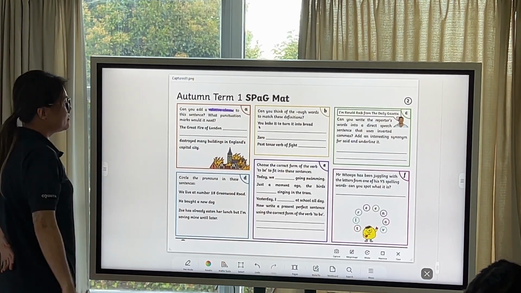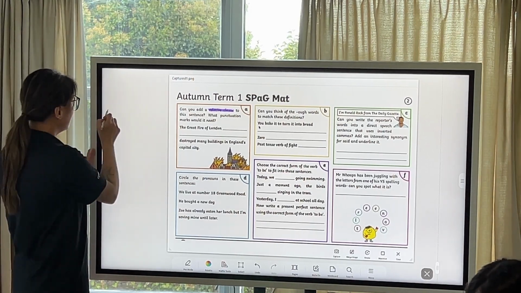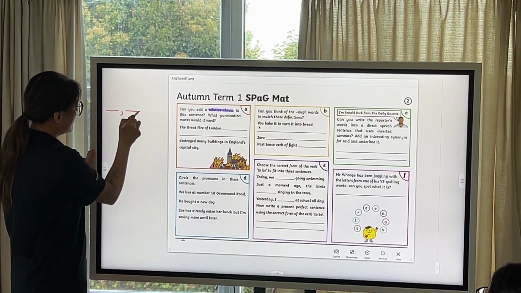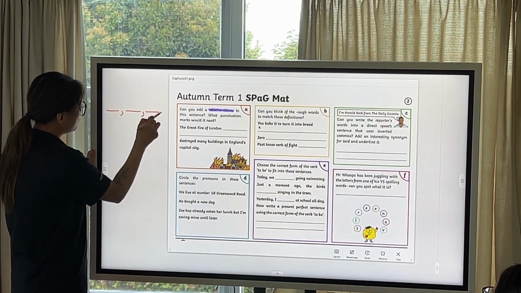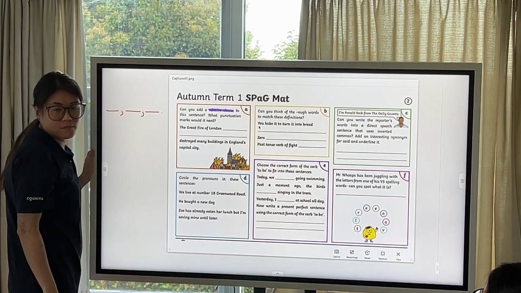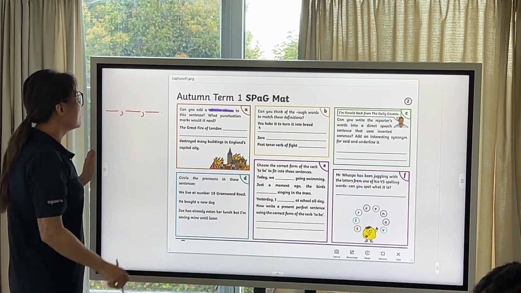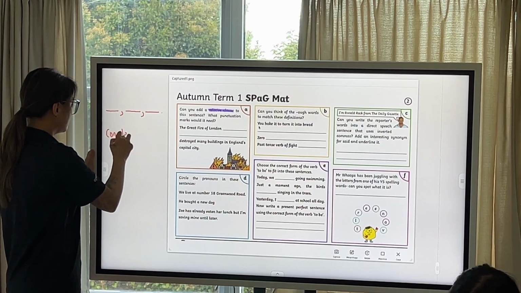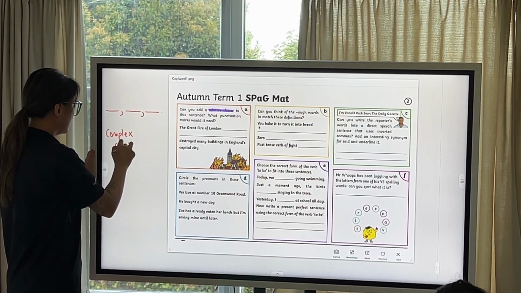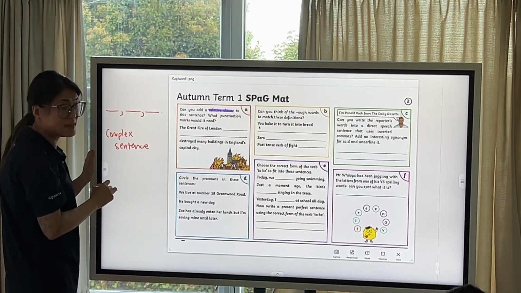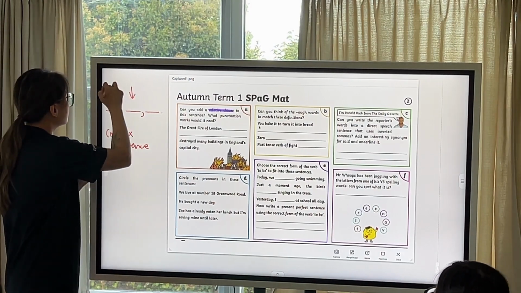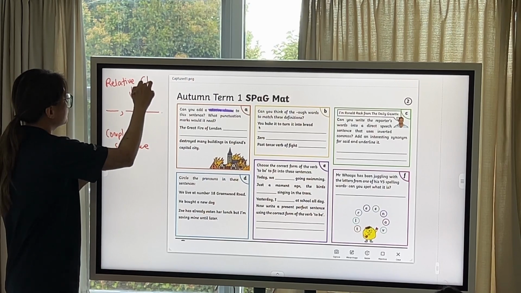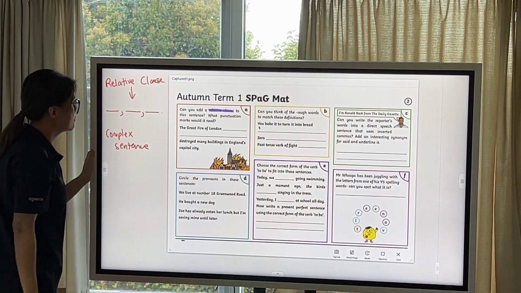A relative clause, the pattern goes like this: comma, dash, full stop. Oh, we like that. Okay? And it's a complex sentence, like how we would do a complex sentence, except this middle part is called the relative clause. Okay?